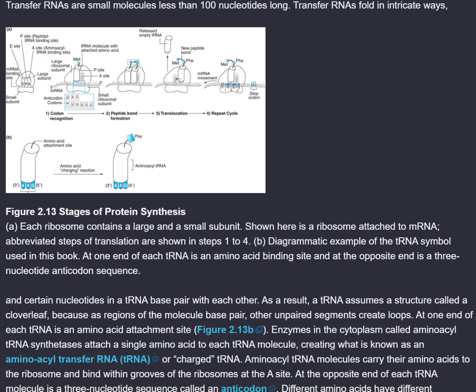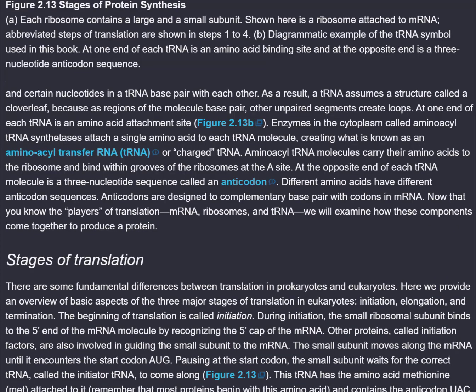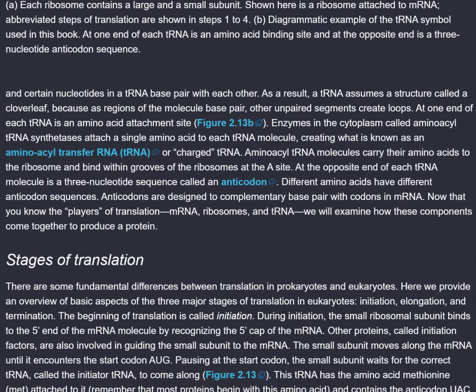Transfer RNAs are small molecules less than 100 nucleotides long. Transfer RNAs fold in intricate ways. Figure 2.13 Stages of protein synthesis. A. Each ribosome contains a large and a small subunit. Shown here is a ribosome attached to mRNA. Abbreviated steps of translation are shown in steps 1 to 4. B. Diagrammatic example of the tRNA symbol used in this book.